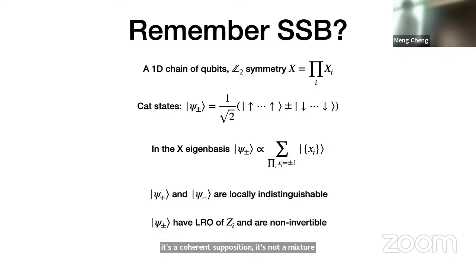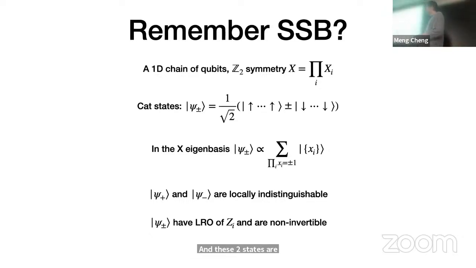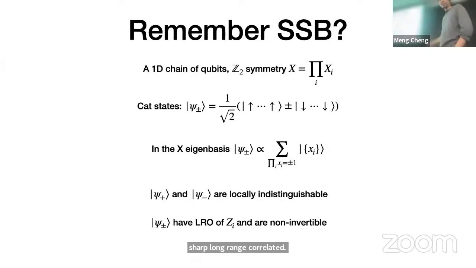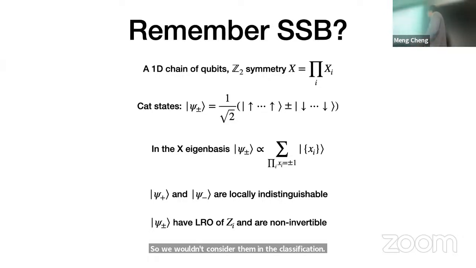And these two states are locally indistinguishable. If you look at a local region, you just get a maximally mixed state between all up and all down. You don't have any information about the global charge. Okay. And of course, in this case, we know these cat states are long-range correlated. The Z operators have long-range correlation, and they are not invertible states. So we wouldn't consider them in the classification, for various reasons: there's long-range correlation, they are spontaneous symmetry breaking, and all that.